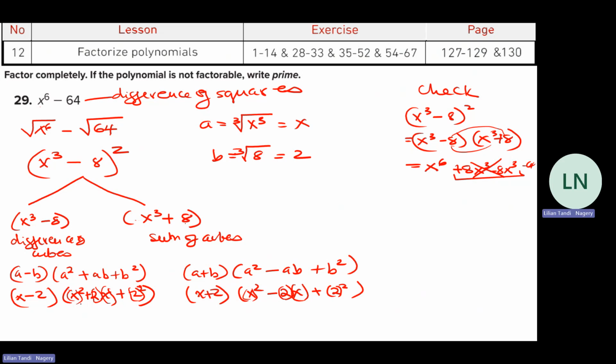All right, now let's write our answer. X minus 2, x squared plus 2x plus 4, x plus 2, x squared minus 2x plus 4. And this is your answer.